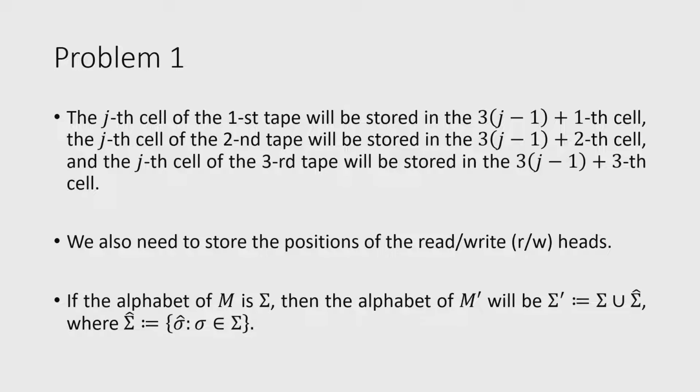Sigma prime would be the union of sigma and sigma hat, where sigma hat is a set defined as mentioned over here. So it is basically a set where for every symbol sigma in capital sigma, the symbol sigma hat is present. So basically we take every symbol from sigma, put a hat on it and put that symbol in sigma hat. So this is the alphabet set of M prime.